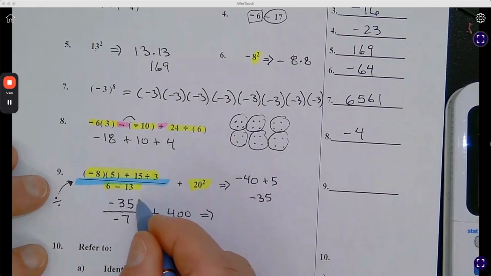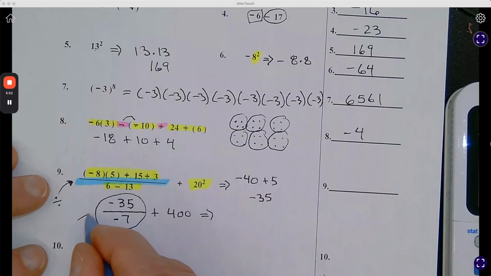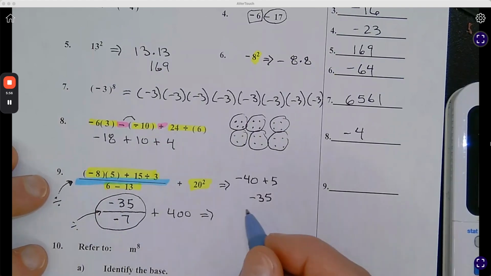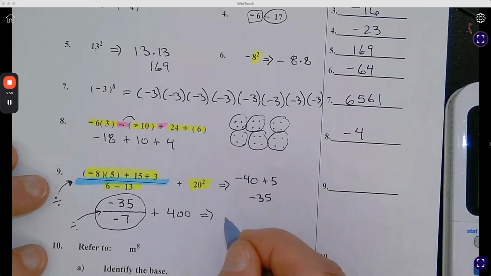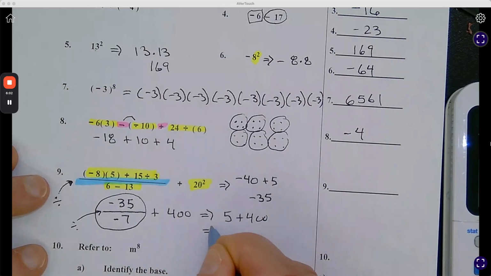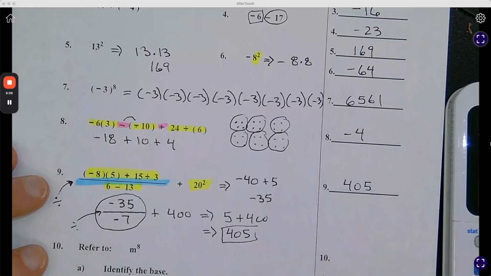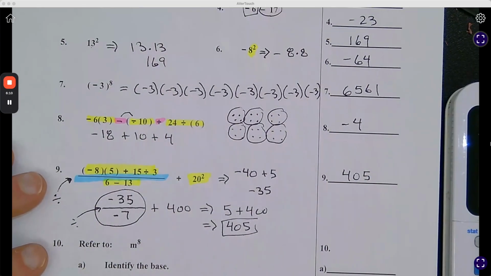Let's go ahead and simplify our division. Because remember, the fraction bar means divide. Negative divided by a negative is a positive. 35 divided by 7 is 5. Plus 400 is 405. That was awesome. 405. Okay, we're doing great.